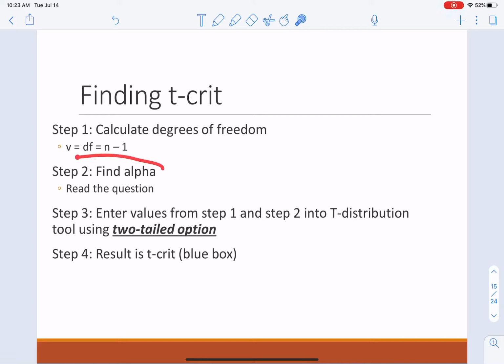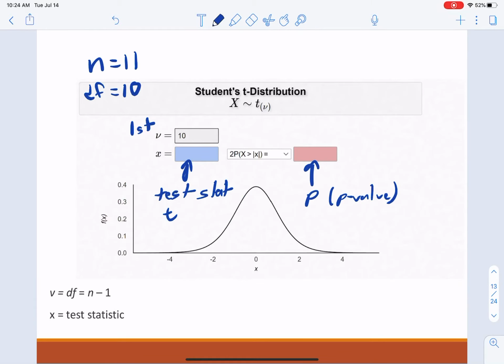Step 2 is you find your alpha. And by find, I straight up mean read the question. You've got to look for it. No calculations there. You do not have to calculate alpha. It's always given to you or chosen ahead of time. So if it's 0.05, alpha equals 0.05, that's your alpha. And that's it. Then all you have to do is enter step 1 and step 2 into the t tool that I just showed you, using that two-tailed option. And then what gets spat out on this blue box over here is that critical value.